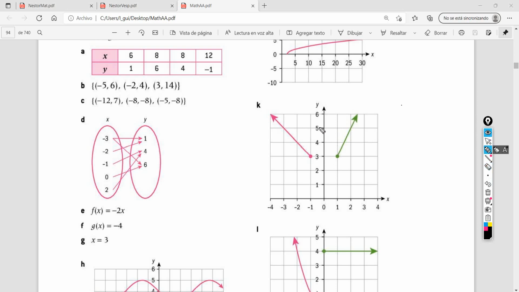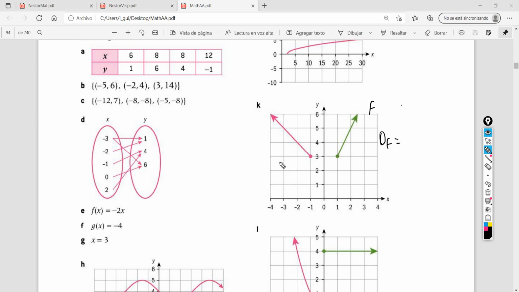Is this a function? That is the question they asked us in the problem. Run the vertical line test, and as you can see, the vertical lines always cross the graph at most at one point. Therefore, this is a function. Period. Now what is the domain of this function? Let me call this function f, and so the domain of f is going to be the following.